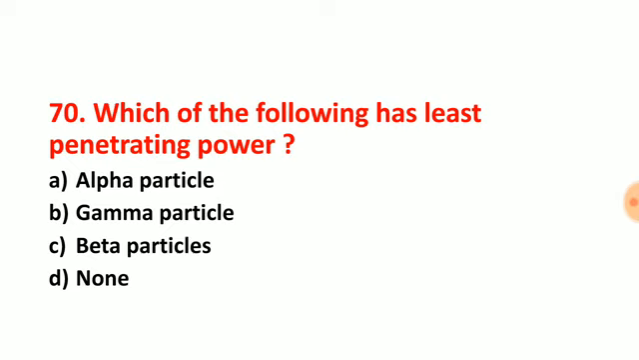The penetrating power of alpha is minimum, because alpha is very bulky. Its size is very heavy. Because of that, it cannot penetrate the surface. So for least penetrating power, alpha particle is the right answer. For the maximum penetrating power, gamma is the right answer. So alpha particle is the right answer for question number 70.